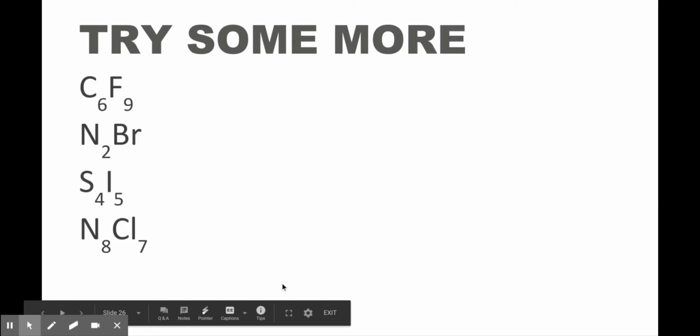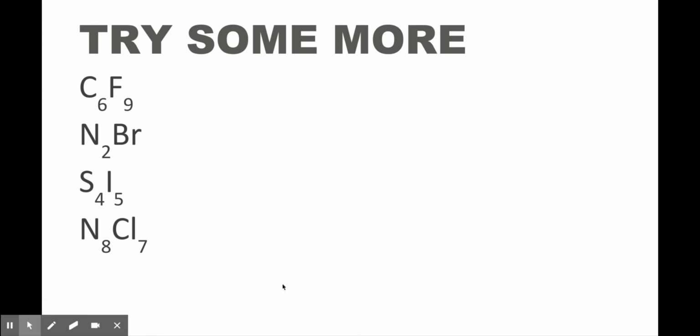Now, what if you have to go the other direction? Well, you're again just going to name the first element and insert a prefix for how many are there in front of that. Then you're going to name the second element, but change the ending to "ide" and use a prefix to indicate how many of that are there. So I'll give you a couple of seconds to pause this video and try these examples.